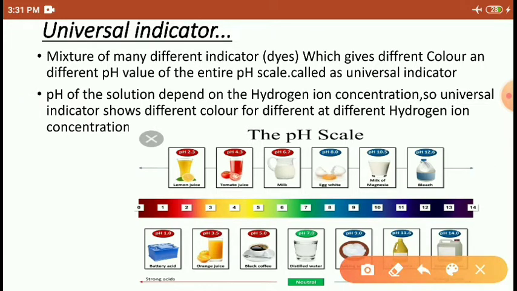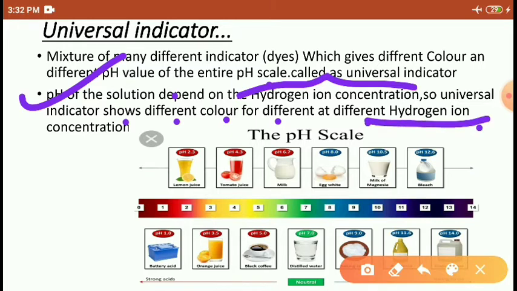So what is the use of universal indicator? Universal indicators are used for determining the strength of acid as well as base. The pH of a solution depends upon the hydrogen ion concentration. So universal indicator shows different colors for different hydrogen ion concentrations.